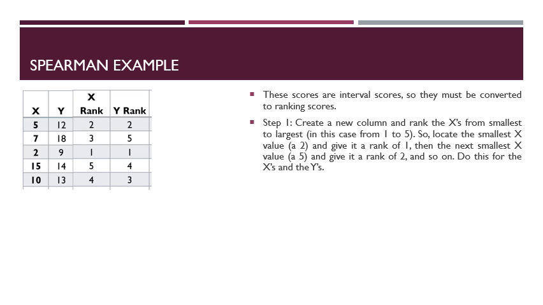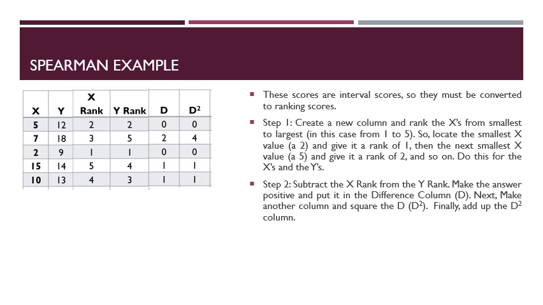Step 1, create a new column. Rank the X's from smallest to largest, in this case from 1 to 5. So you locate the smallest X. Notice it is a 2, and you give it a rank of 1. Then you locate the next smallest X value, in this case it's a 5, and you give it a rank of 2, and so on. Do this for all the X's and Y's. Pause the video, and then check your work with mine when you finish.